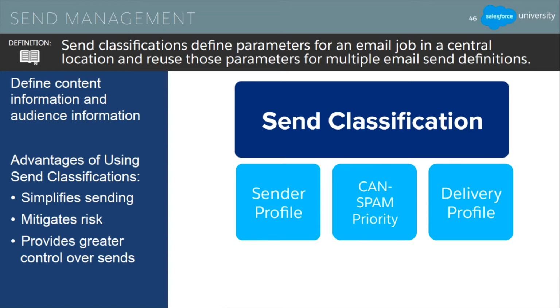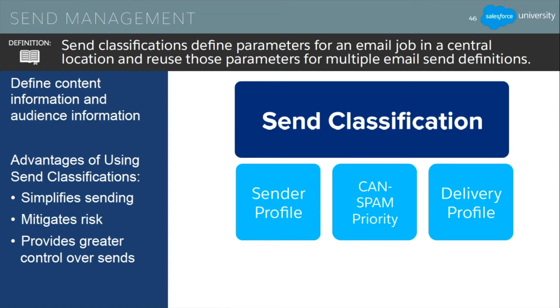Why CAN-SPAM and not other countries? Because once again, this application started in the US, so it abides by default by US law. So essentially, when it comes to that CAN-SPAM priority, we're looking at classifications of either commercial send or transactional send.